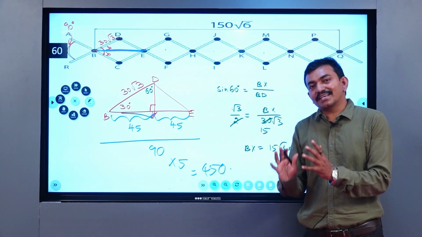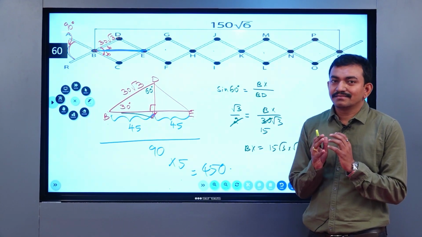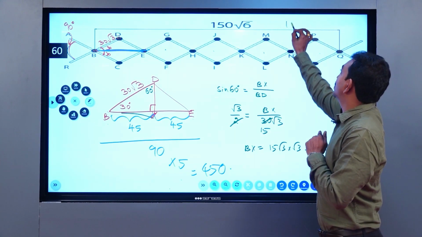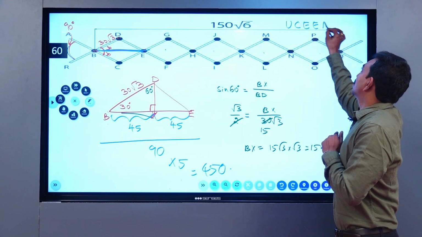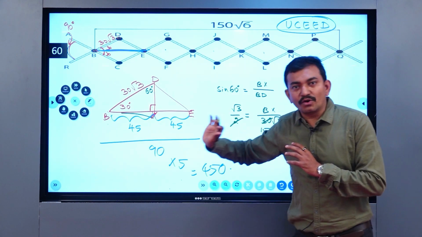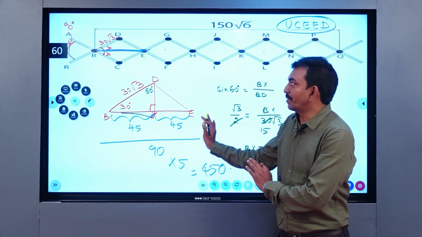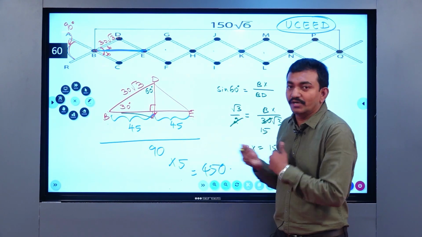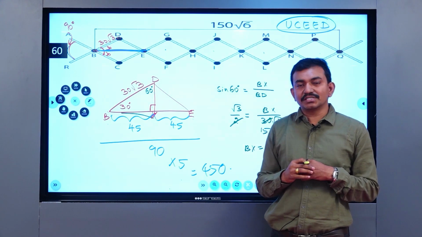This question was asked in one of the IIT exams. You can see the beauty of solving just by knowing the basics of trigonometry and breaking it into small units. So this way we can work out the question. Thank you so much.